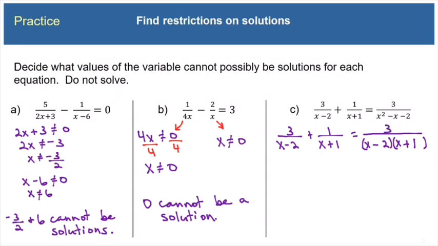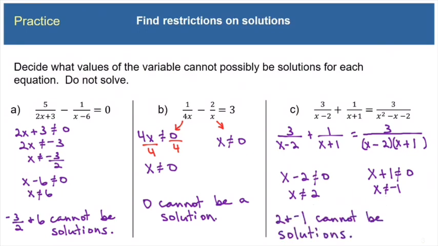Now notice that even though I have three denominators, I really only have two factors to deal with. x minus 2 cannot equal 0, and that means that x cannot equal 2. But also x plus 1 cannot equal 0, and that means x cannot be negative 1. These two factors are just repeats of these two factors, and so the only two restrictions we have are 2 and negative 1. So those two numbers cannot be solutions.